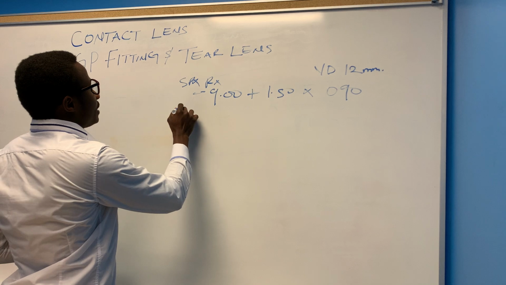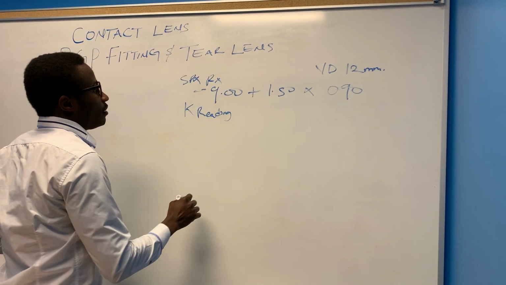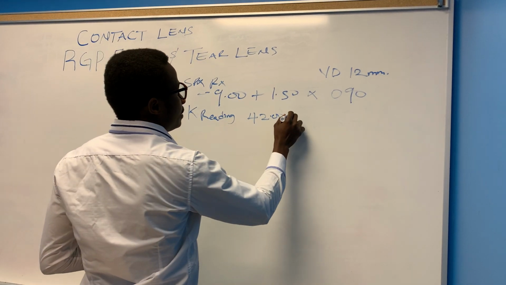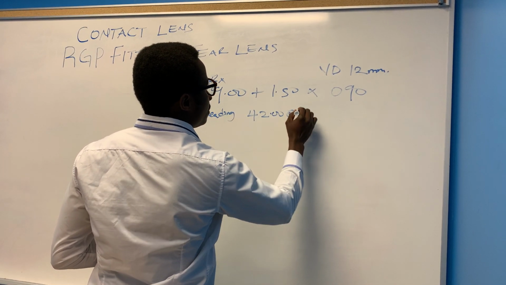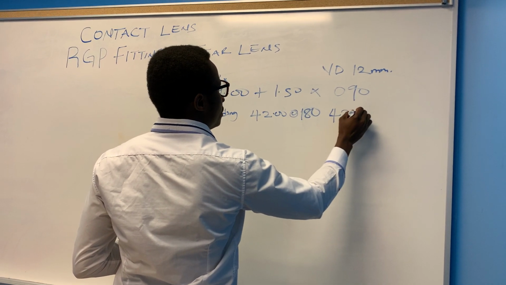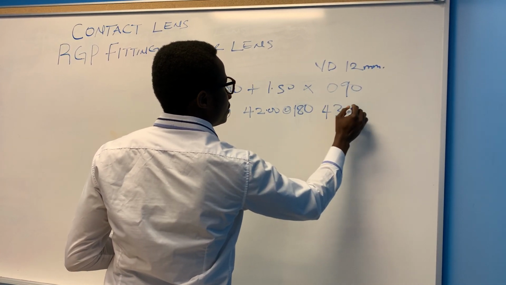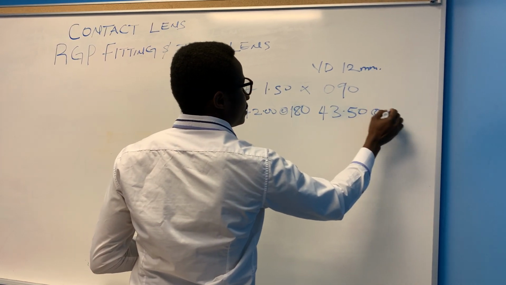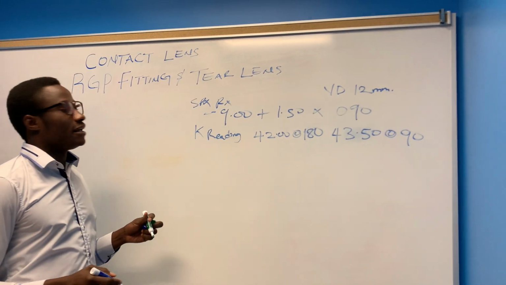Then this patient has a K reading of 42.00 at 180 and 43.50 at 90. And the RGP lens is being fitted steeper than K.